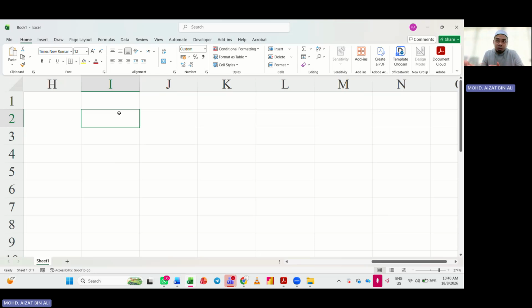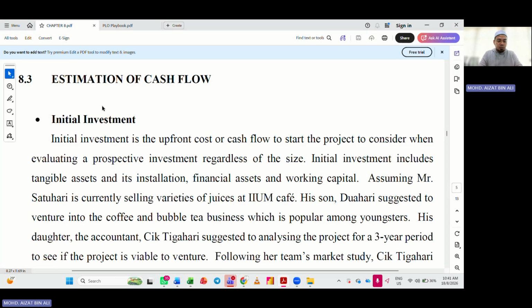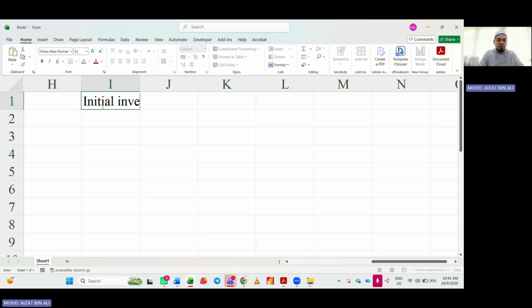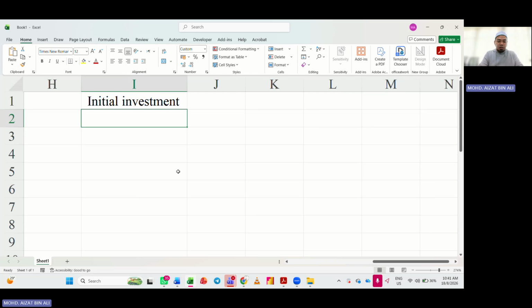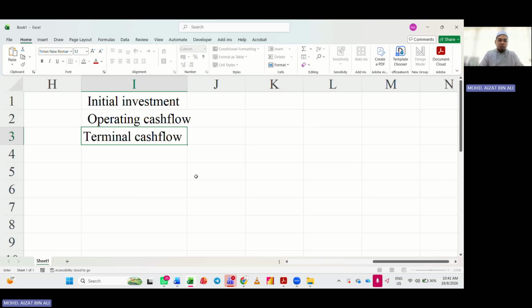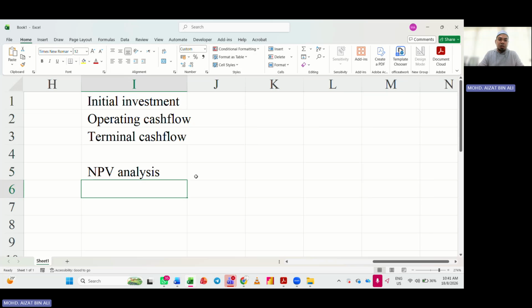When we are considering either to purchase a new asset, or to keep using the old asset, basically there are a few components. Number one is the initial investment. This is the first component of cash flow estimation. Number two is the operating cash flow, otherwise known as annual cash flow. Number three is the terminal cash flow. And lastly, the analysis is called NPV analysis, net present value analysis.